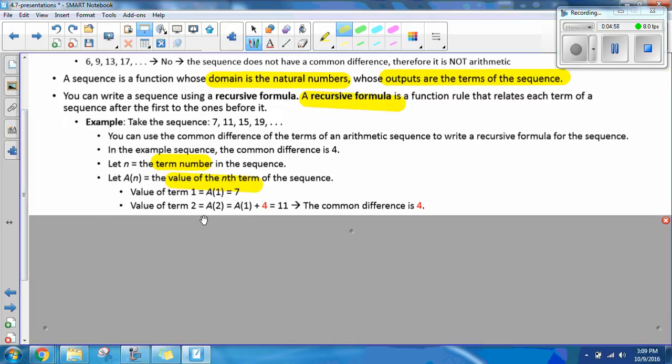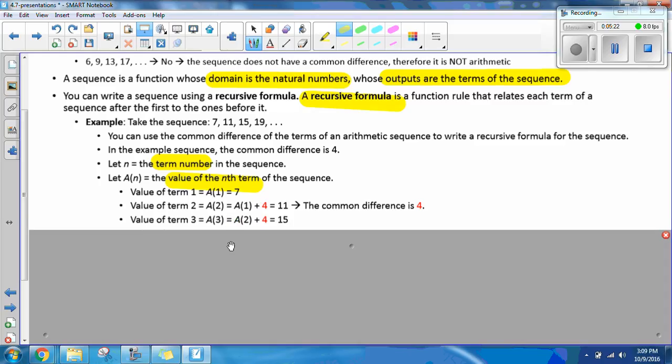The value of term 2, meaning the second term, a of 2, is equal to the value of the first term plus 4, which equals 11. Well, I get that because I know the value of the first term is 7, so I substitute that into my equation.